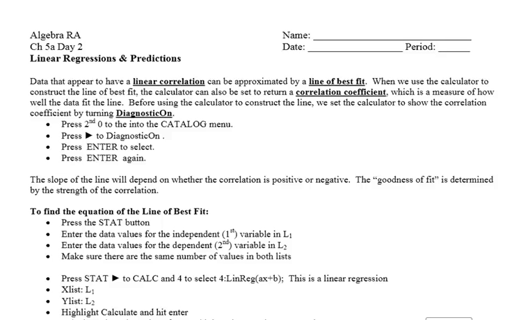Today we're going to continue our discussion on scatter plots and correlations. We're going to talk more specifically about correlations and what they mean, and we're also going to talk about some other characteristics of scatter plots.